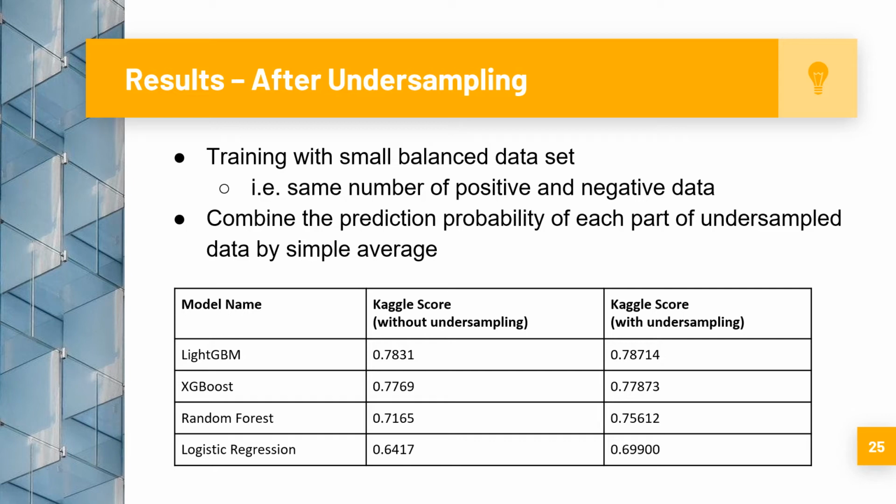Here are the results we obtained after performing undersampling. We train a model using each of the undersampled parts, and then get our final results by averaging the predicted probability of each part. From the table at the bottom, we can see that our results indeed improved after performing undersampling, especially for random forests and logistic regression.